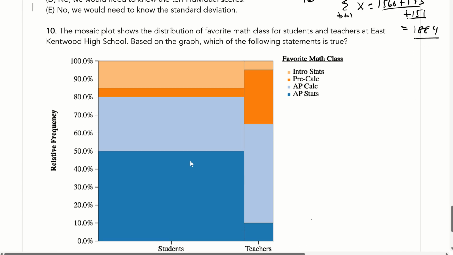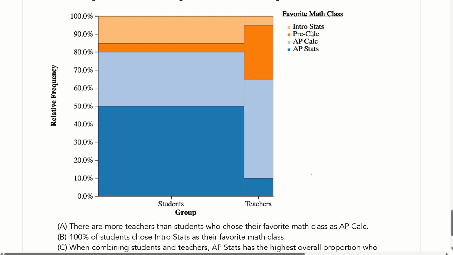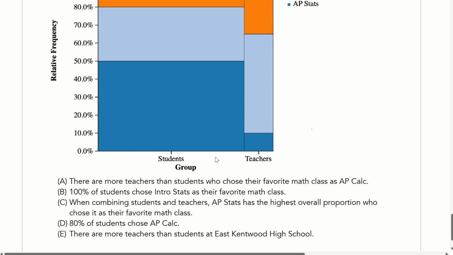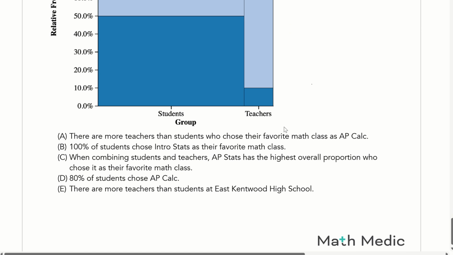All right, number 10. The mosaic plot shows the distribution of favorite math class for students and teachers at East Kentwood High. Based on the graph, which of the following statements is true? So we have intro stat, pre-calc, AP calc, AP stats. Let's eliminate the easy ones, okay? There are more teachers than students who choose their favorite math class as AP calc.